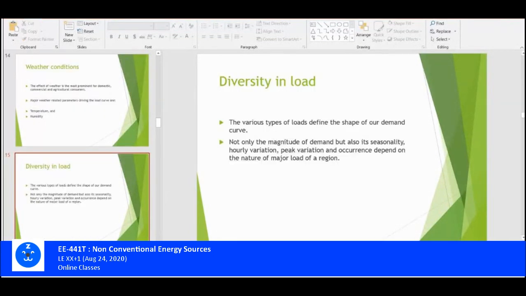Diversity of load was not discussed. So diversity in load, the various types of load, define the shape of our demand curve, not only the magnitude of demand, but also its seasonality, hourly variation, peak variation, and occurrence, which depend on the nature of the major load of a region. There are many factors which go into the load, and diversity is going to be one of the most important factors. You will learn many things about diversity in coming slides.